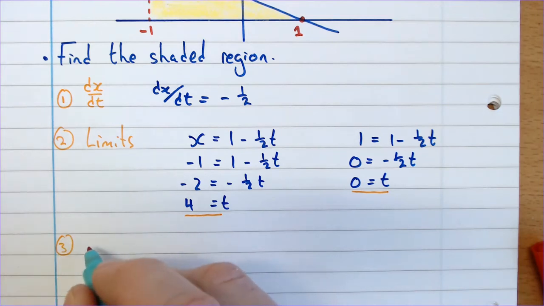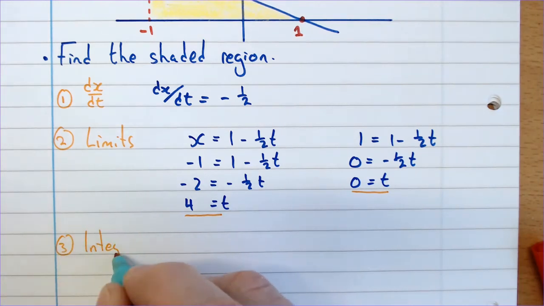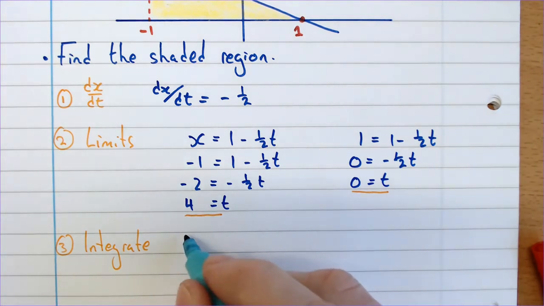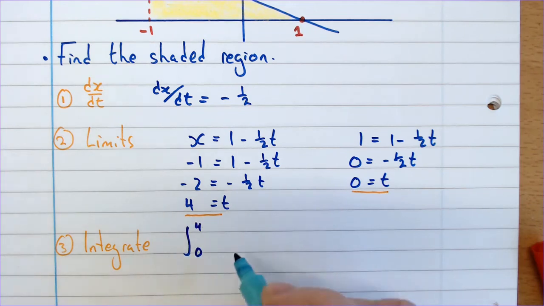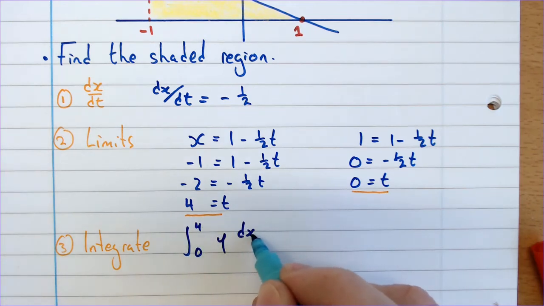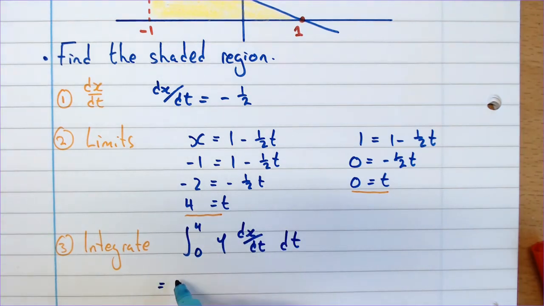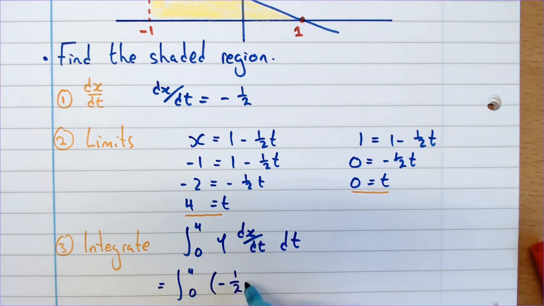Big limit goes on top. So I'm integrating between 4 and 0 my y dx dt dt. Always the greater number on top. And if I plug in my values for y and dx dt, I'm going to have minus a half multiplied by 2 to the t minus 1.